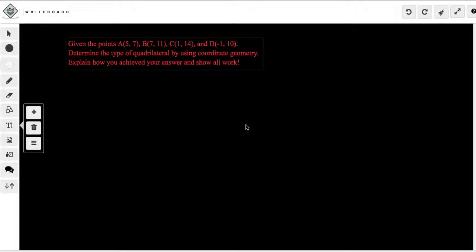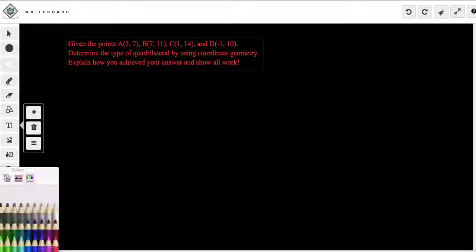Hi everyone. Okay, so we're going to determine the type of quadrilateral using coordinate geometry. You will have problems just like this on your test and on your constructed response. So you need to make sure you know the steps on how to do it and how to explain what your findings are. So let's go ahead and start.